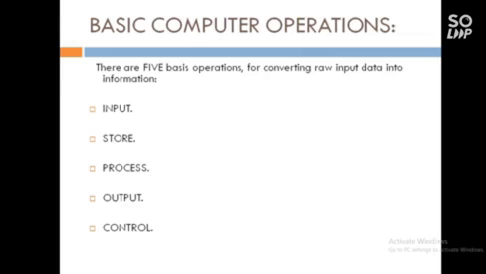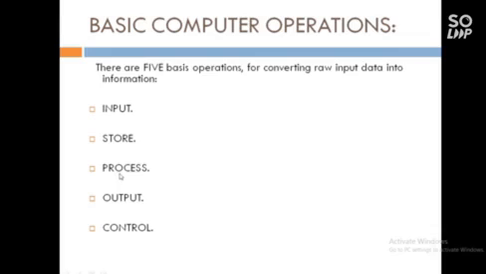Now, what are the basic operations of a computer? Basically, we have 5 operations in our computer system that convert our raw input data into information. Number 1 is your input. Now, what is input here? Input is when we enter data into our computer system, where it is stored, which will save our data. In addition, whenever we require it, it will provide it to us.